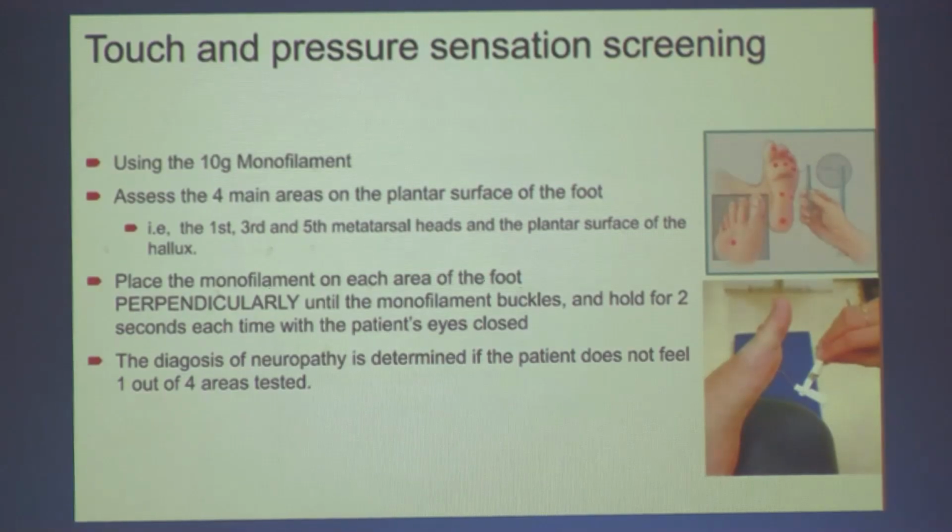So touch and pressure sensation should be done at the screening procedure of diabetic neuropathy.